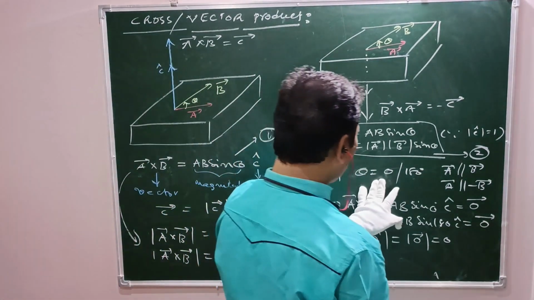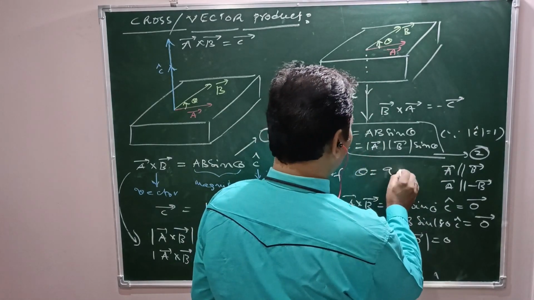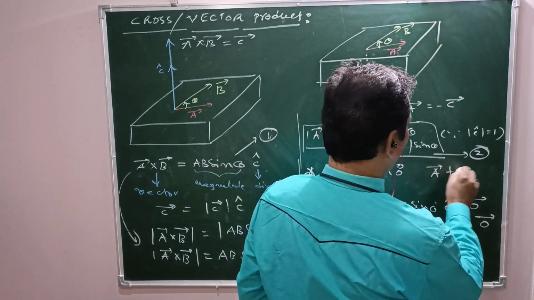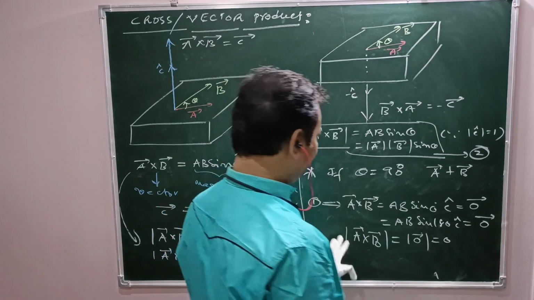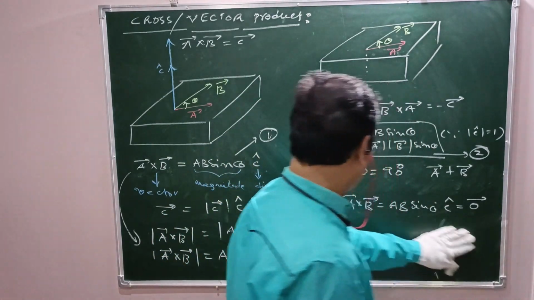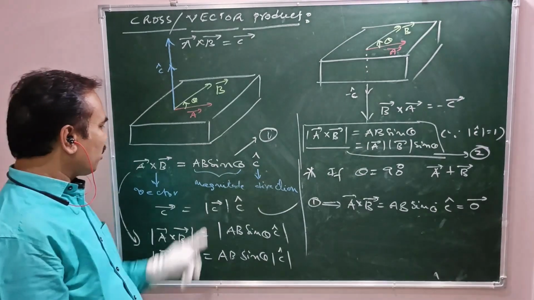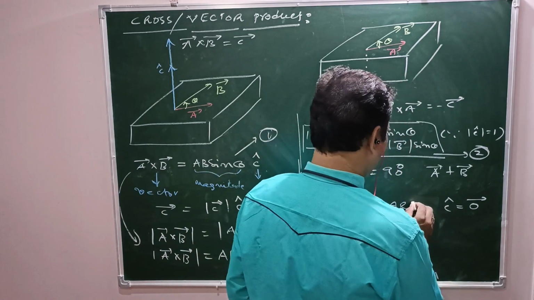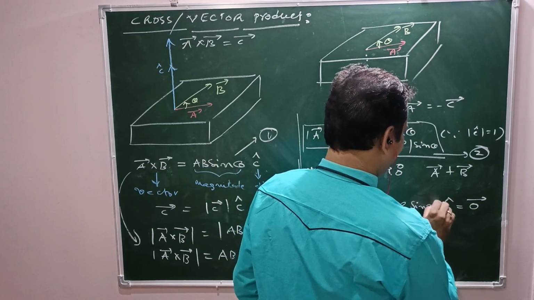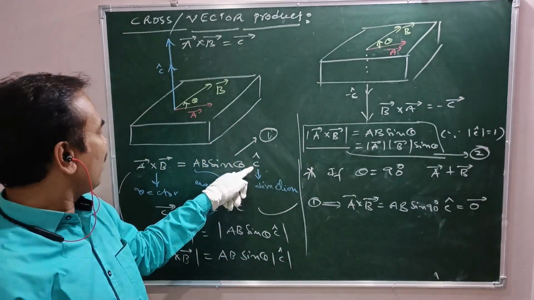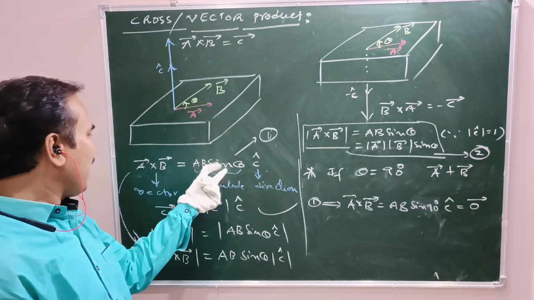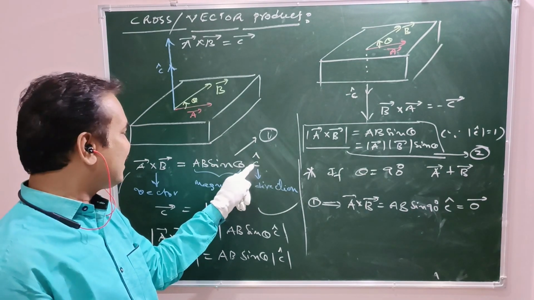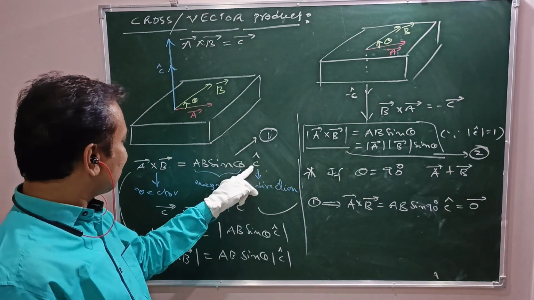Now coming to 90 degrees, that is A bar perpendicular to B bar. In this case, A bar cross B bar equals AB sin theta, with theta being 90, so AB sin 90 into some unit vector. It is vector form, meaning magnitude multiplied by C cap. Here C cap is a must; otherwise it is not acceptable.